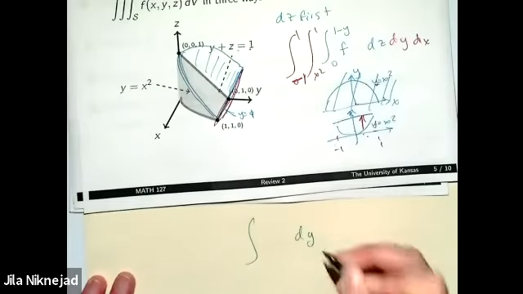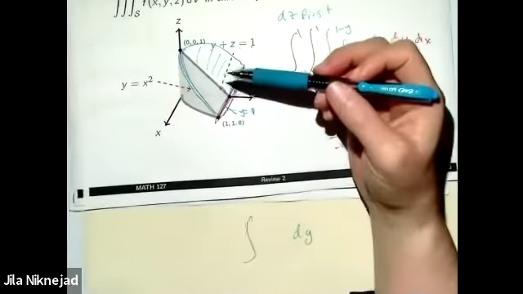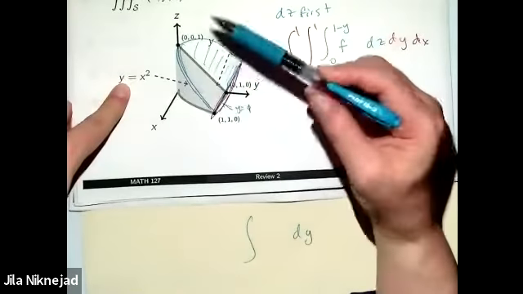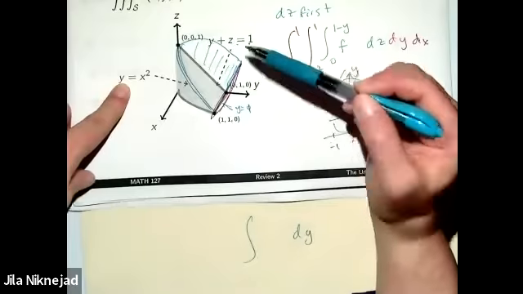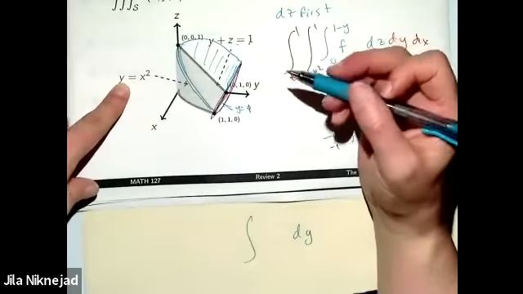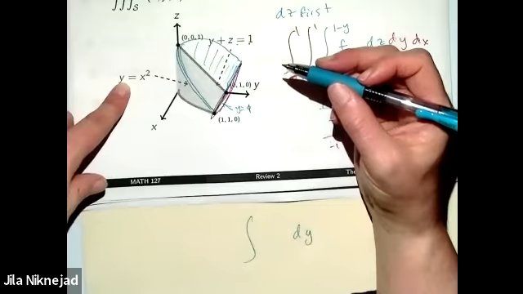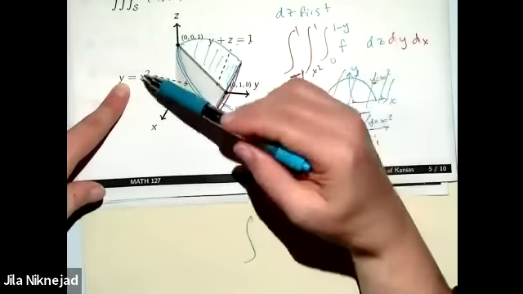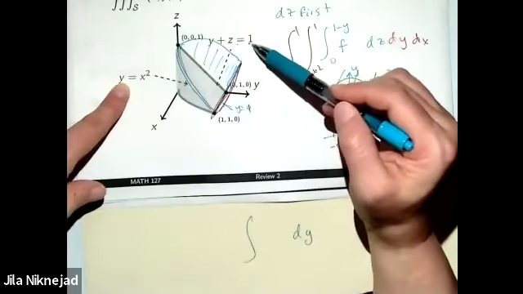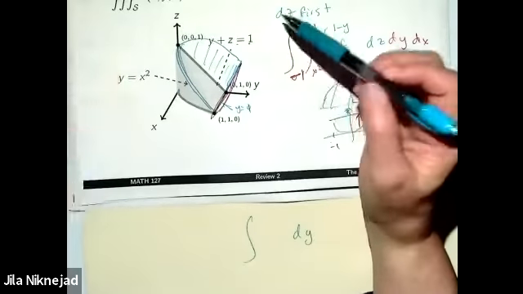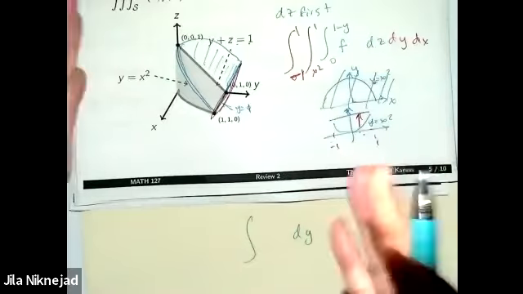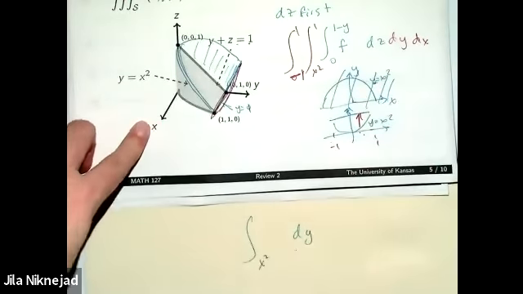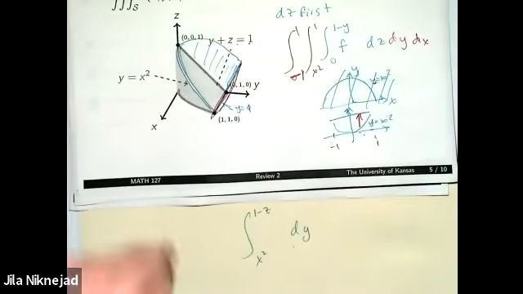Let's do dy. In dy, I see there are two walls: the surface y equal to x squared and the surface y plus z equal to 1. A lot of times for the most inner, people try to see which surfaces include that variable. That gives them an idea of which walls that variable is hitting. And so dy hits x squared and 1 minus z.